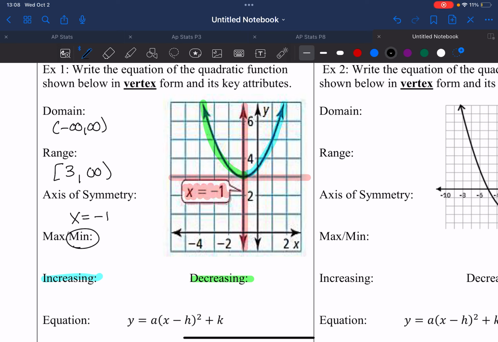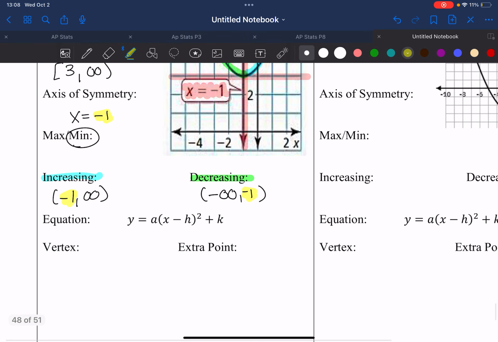So we would write that as -1 to infinity and -infinity to -1. Notice how this -1 and this -1 all match our axis of symmetry's -1. Okay, it's going to be the same every time.